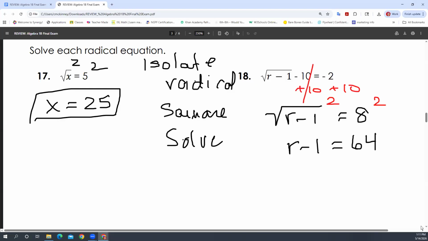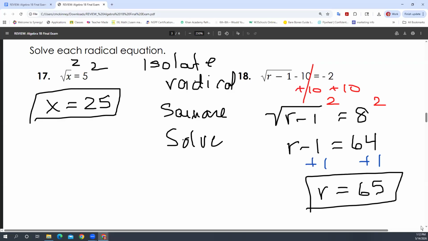Now I get the variable by itself. So now I'm going to add 1, and r is equal to 65. And sure enough, if I plug it in, that would be the square root of 65 minus 1, which is 64, which would make 8, and 8 subtract 10 is -2.